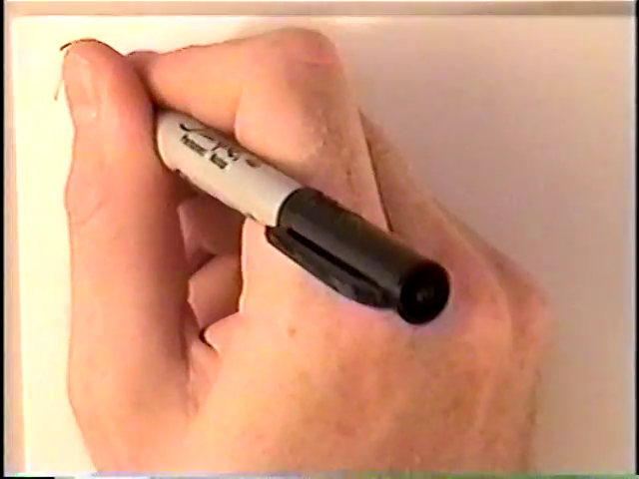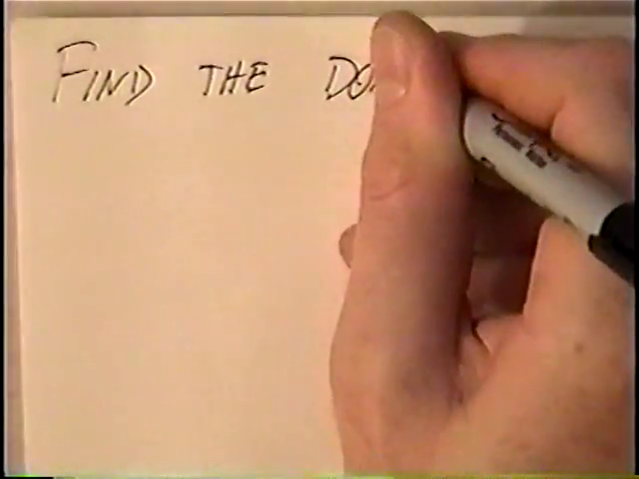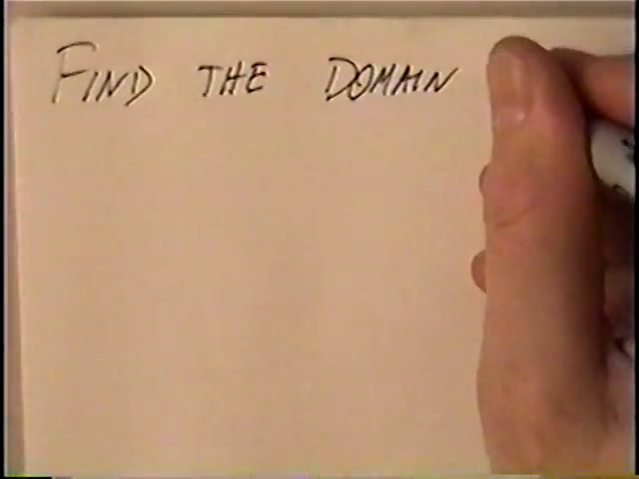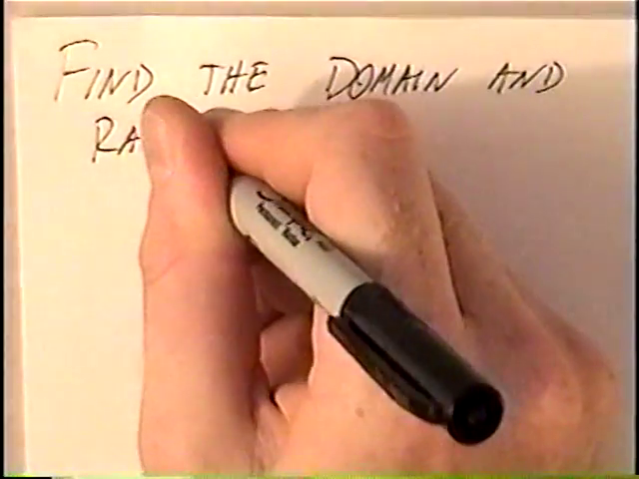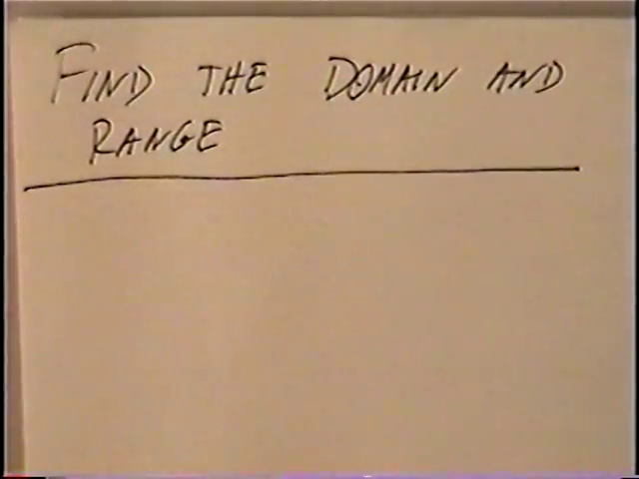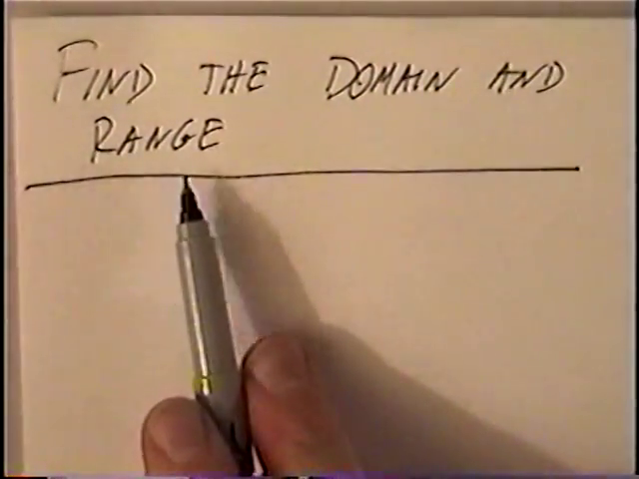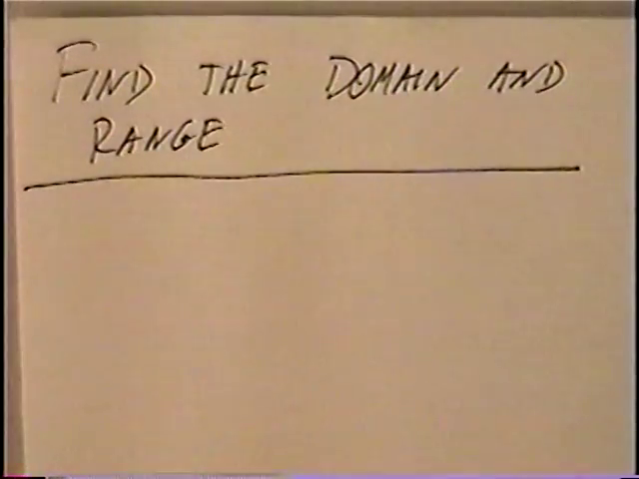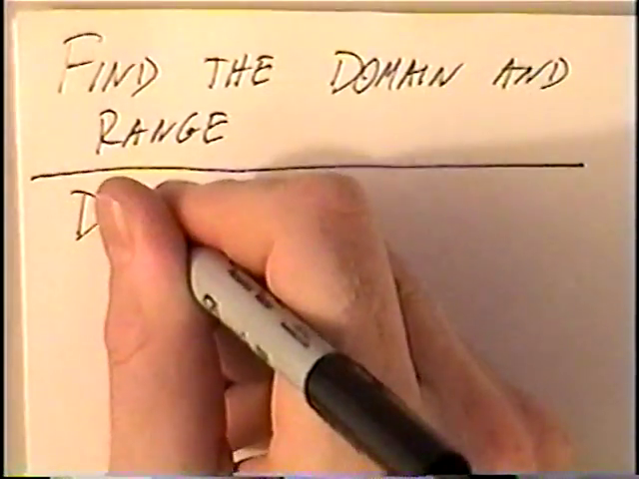Title of the last section today is Find the Domain and Range. If you remember from previous sections, the domain will be the x values and the range will be the y values. The definitions for this section: domain.